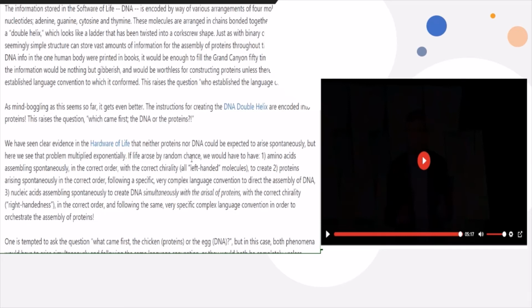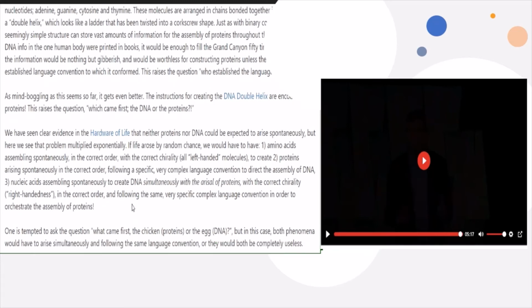If life arose by random chance, we would have to have 1) amino acids assembling spontaneously in the correct order with the correct chirality, all left-handed molecules, to create 2) proteins, and 3) nucleic acids assembling spontaneously to create DNA simultaneously with the arrival of proteins, with the correct chirality, right-handedness, in the correct order, following the same very specific complex language convention in order to orchestrate the assembly of proteins.